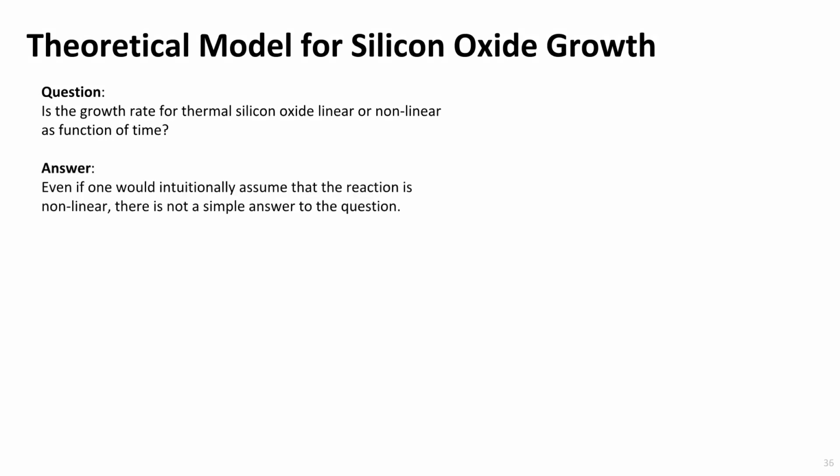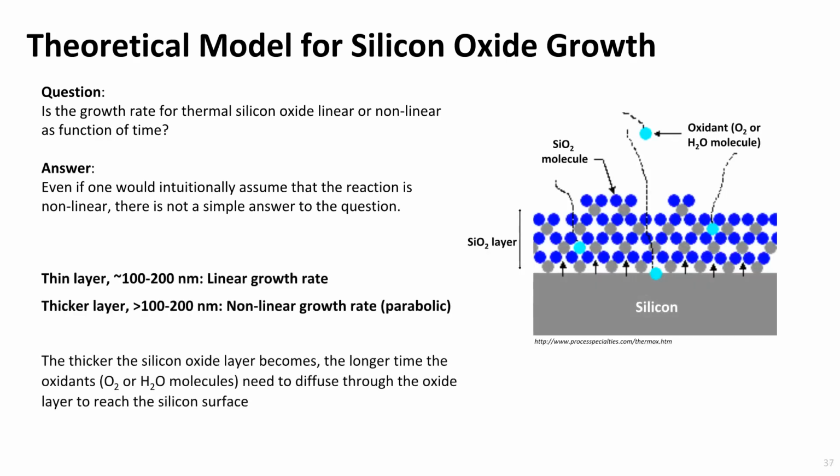Even if one would intuitively assume that the reaction is nonlinear, there is not a simple answer to the question. The growth rate for very thin silicon oxide layers, up to about some hundreds of nanometers, is linear. But as the silicon oxide layer grows thicker, the growth rate will decrease with time and become nonlinear. The reason for that is as follows. As the silicon oxide layer grows and becomes thicker, it takes increasingly longer for the oxygen or water vapor molecules to diffuse through the already grown silicon oxide layer and reach the silicon surface.